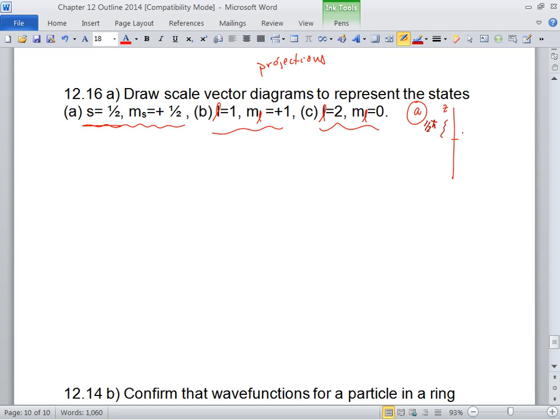And then I have to draw it so that this length, here's the 1/2 h bar, that arrow has to be, what is it going to be? What times h bar? A 1/2 times a 1/2 plus 1 square root h bar. What is it, square root of 3/4 or something? So figure out what that is, and then make that length. See what I'm doing?